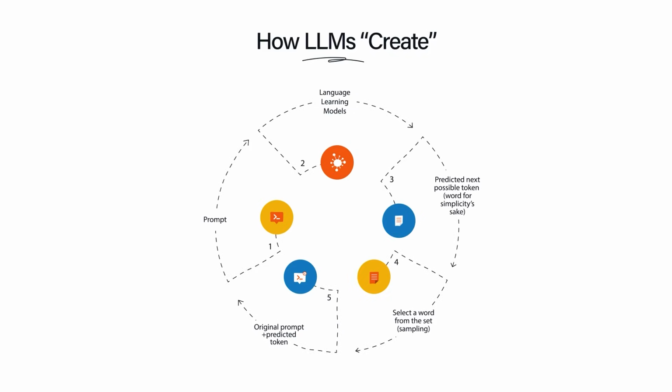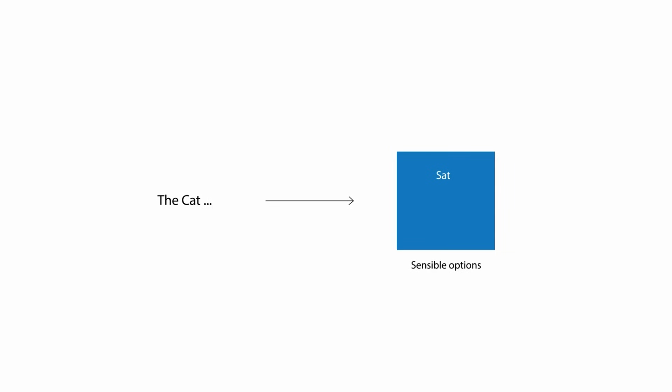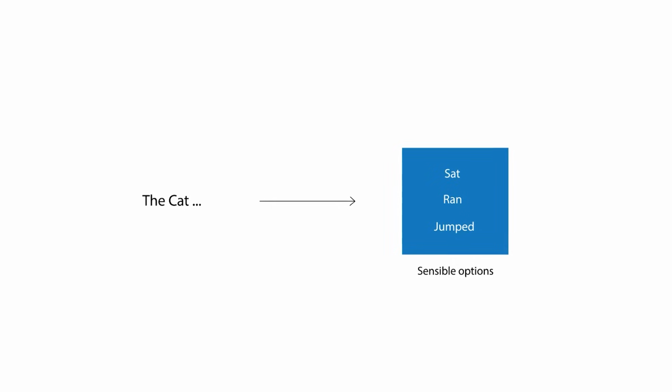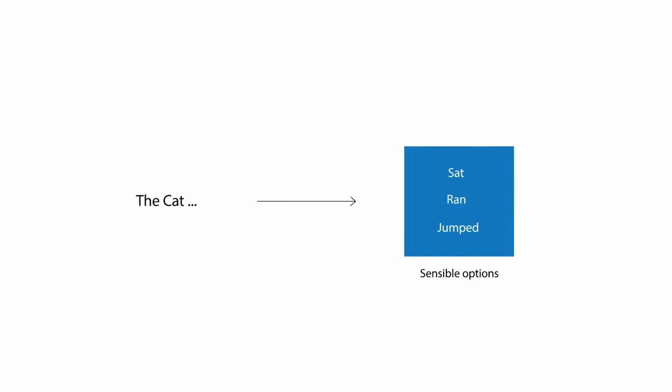But here is why it still feels creative. At each step, the model usually has a few good options. For example, after the cat, it could reasonably choose sat, ran, or jumped. A small amount of randomness helps you pick among these sensible options instead of always picking the same one. That is why the output feels fresh and human. It is not copying a past example, it is creating a new one by following patterns it learned from many real examples.